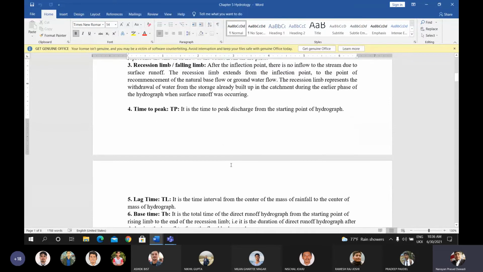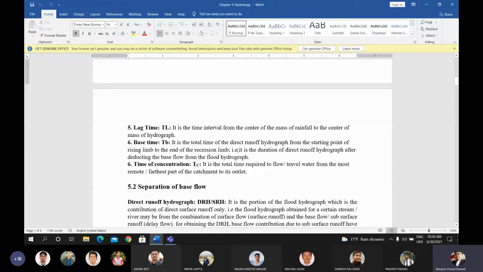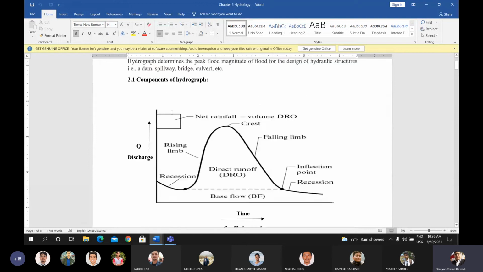Now the time lag. It is the time interval from the center of mass of the rainfall to the center of mass of the hydrograph. If you consider the net rainfall, the volume of that net rainfall provides the volume of direct runoff, and this is the hydrograph here. The rainfall intensity of 1 by d will produce this type of hydrograph. This is the net rainfall, given as the rectangular part here.